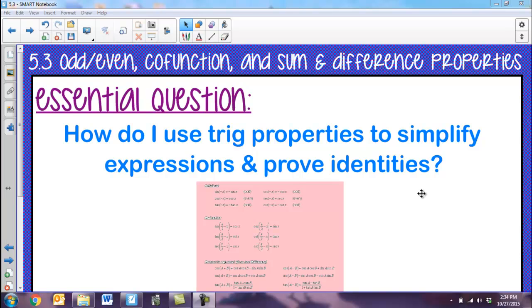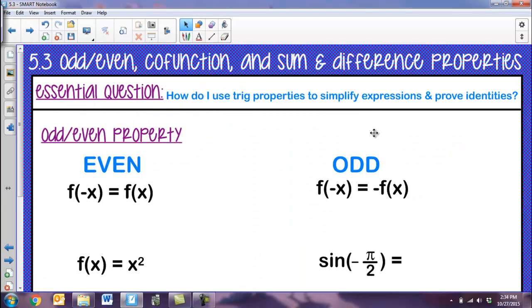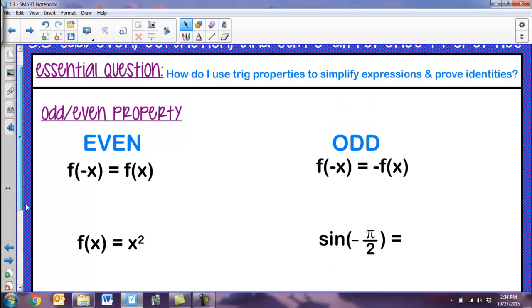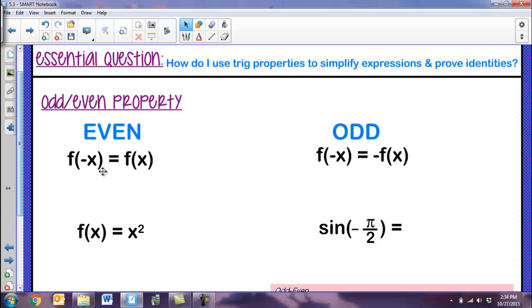So it's kind of what we've been doing. It's just we're going to add a couple extra properties in. And again, you always get your formula chart, so this is nothing you have to memorize. And let's start. So we have the odd and even property. Basically, these properties are talking about what type of function you have here.